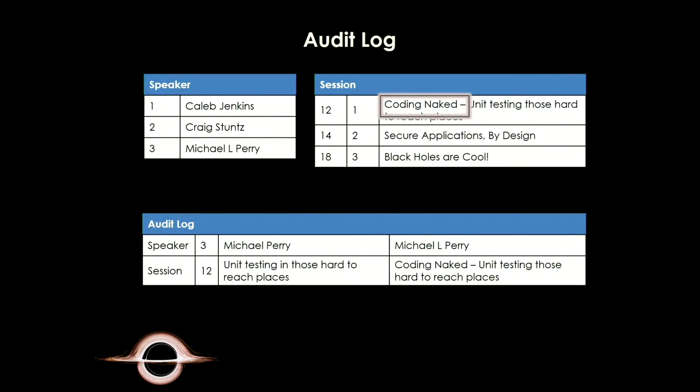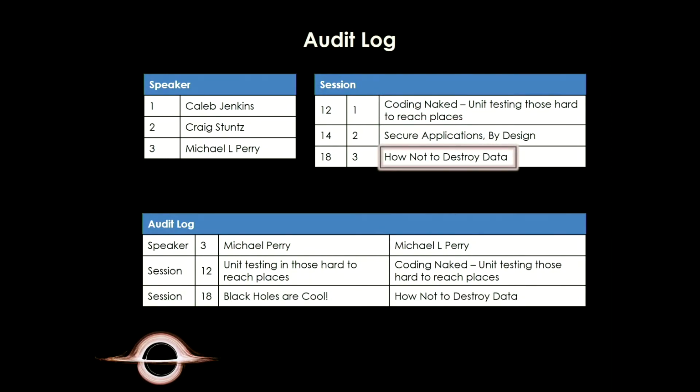And then Caleb decided to be a little bit more clickbaity with his title, so we changed it to Coding Naked, unit testing all those hard to reach places. So session 12 changed from this value to this value. That's all great. And then I learned this is actually a software conference, so I changed the title to How Not to Destroy Data. And so we've captured all these different changes to our data inside of this audit log.